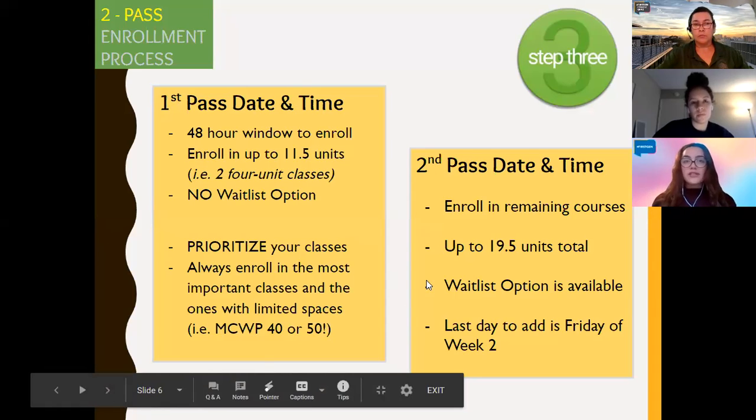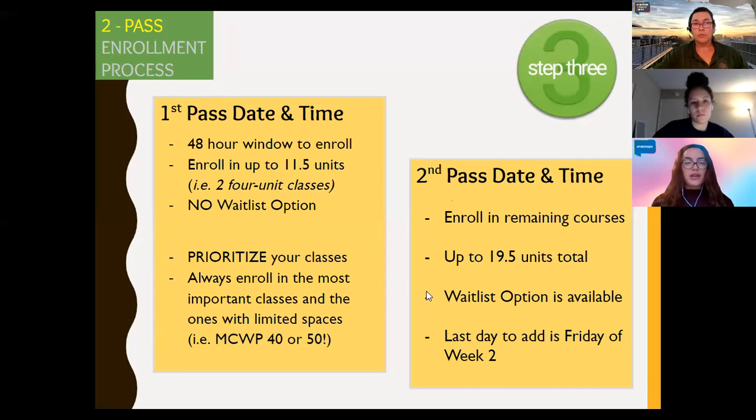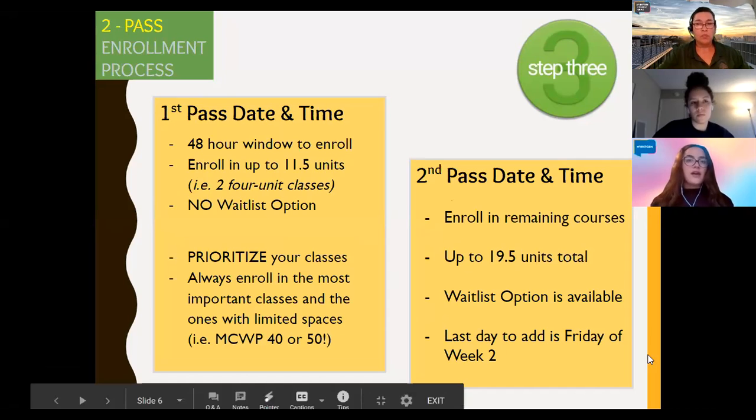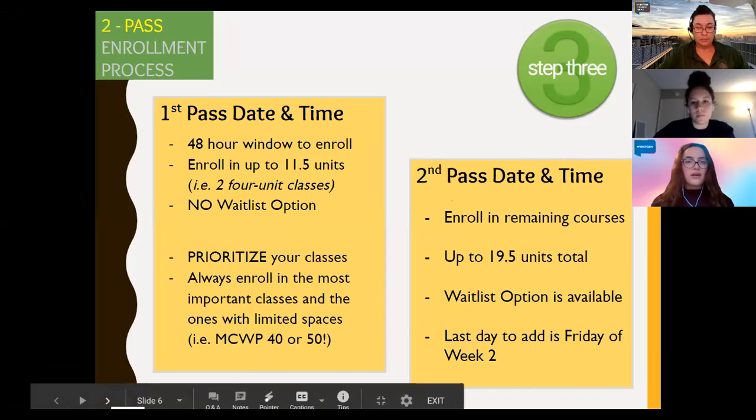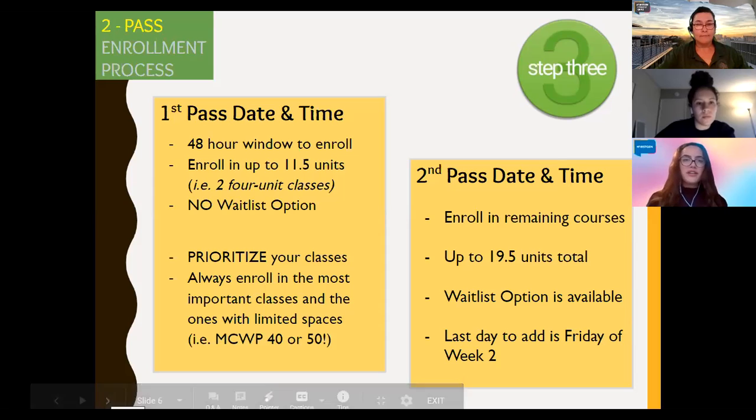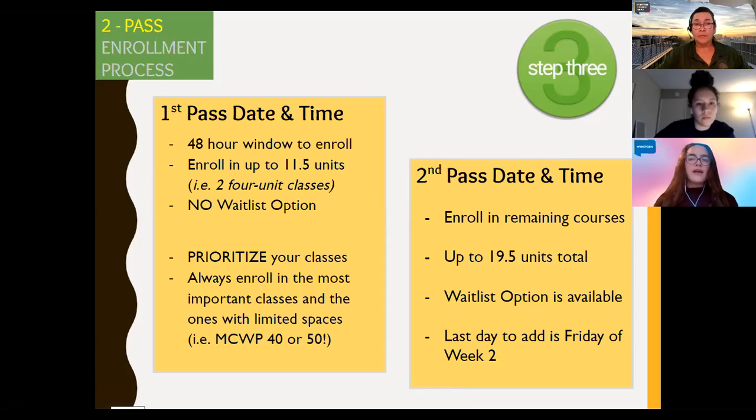So it's important to look over which courses you're planning for the next quarter and figure out which ones should be prioritized, because you do not have the option to enroll during your first pass. So it's important to make those 11.5 units count and prioritize some courses such as MCWP 40 or 50 that may have limited space.